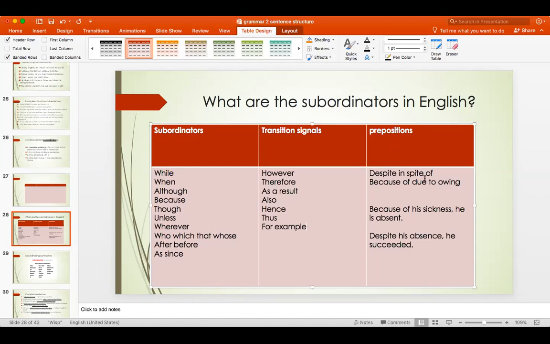And also, there are words that students sadly think are connectors, but they're not. They're prepositions: despite, in spite of, because of, due to, owing to. So in the sentence, "because of his sickness" or "because of being sick," notice that after these we have a phrase, either a noun phrase or a gerund. There's no subject and no verb here. "He is absent." So this is actually a simple sentence. There's no subject-verb relationship. "Despite his absence, he succeeded."